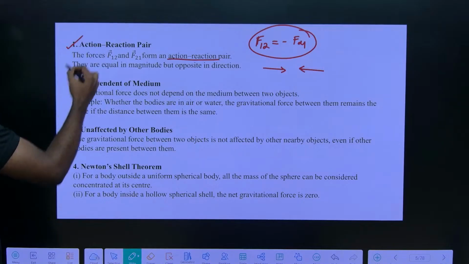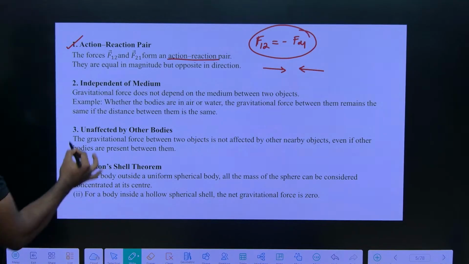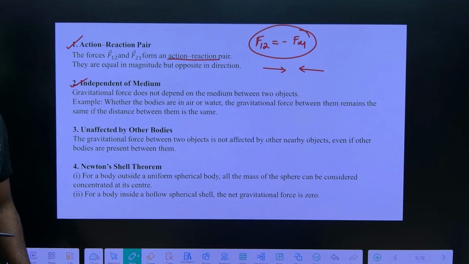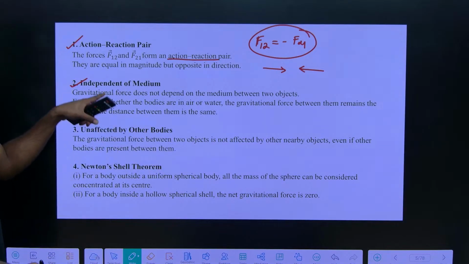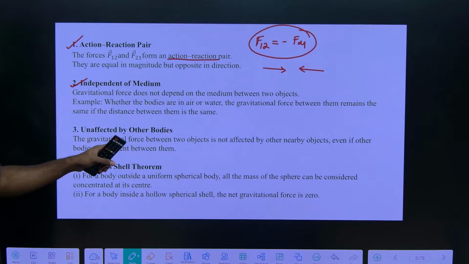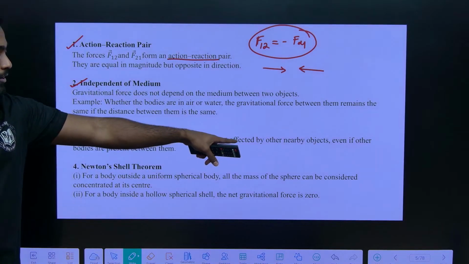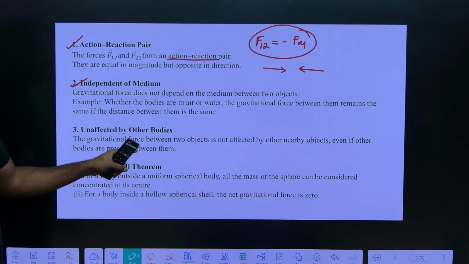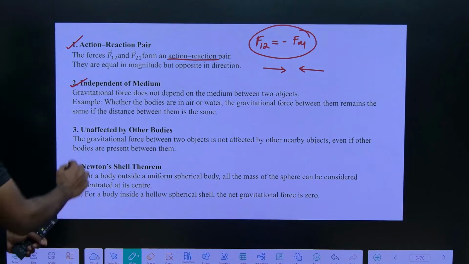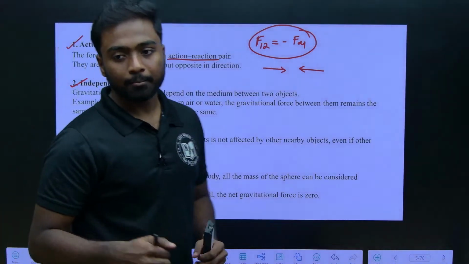So, the first point is action and reaction pair, and it is independent of medium. Third point, unaffected by other bodies, which is similar to the second point. The gravitational force between two objects is not affected by nearby objects, even if bodies are present between them. Okay. So, it is unaffected by the other bodies.